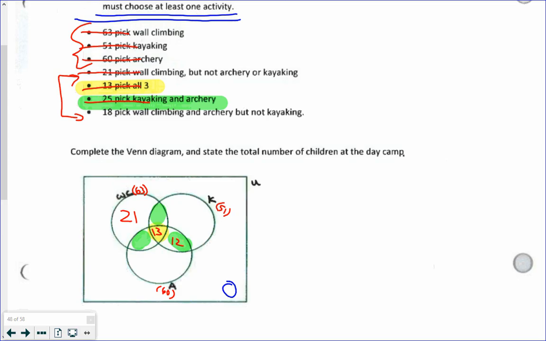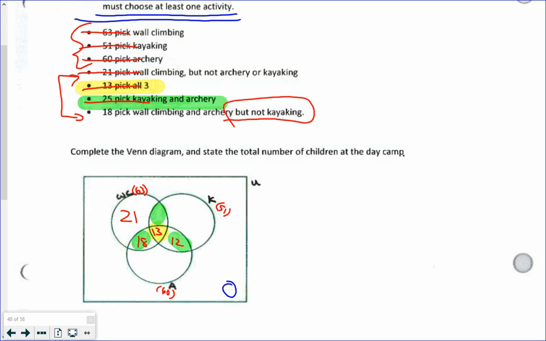18, pick wall climbing and archery, but not kayaking. Okay. So wall climbing and archery is this area right here, but they didn't pick kayaking. So what it is, it's just this number right here. So I don't have to subtract the 13 because they didn't pick that. So I don't have to go 18 minus 13. I'm just going to put the 18 there. And again, I'm not subtracting because of that.